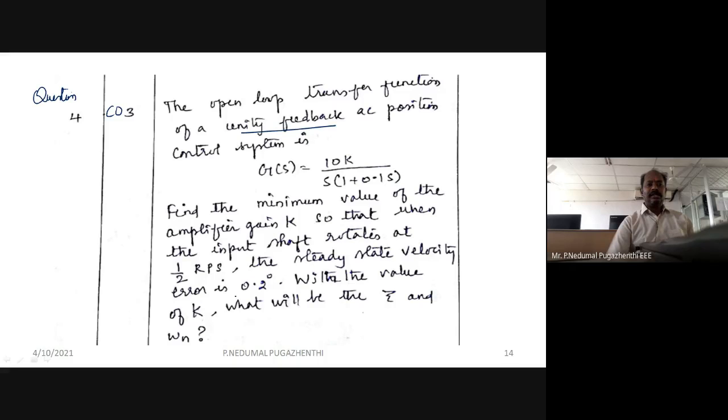And they have straight away provided that it's a velocity error. So the static error constant involved here will be Kv, and the supplied input will be a ramp input. So these are all indirectly provided. And the steady state velocity error is 0.2 degrees. So keep that in mind.